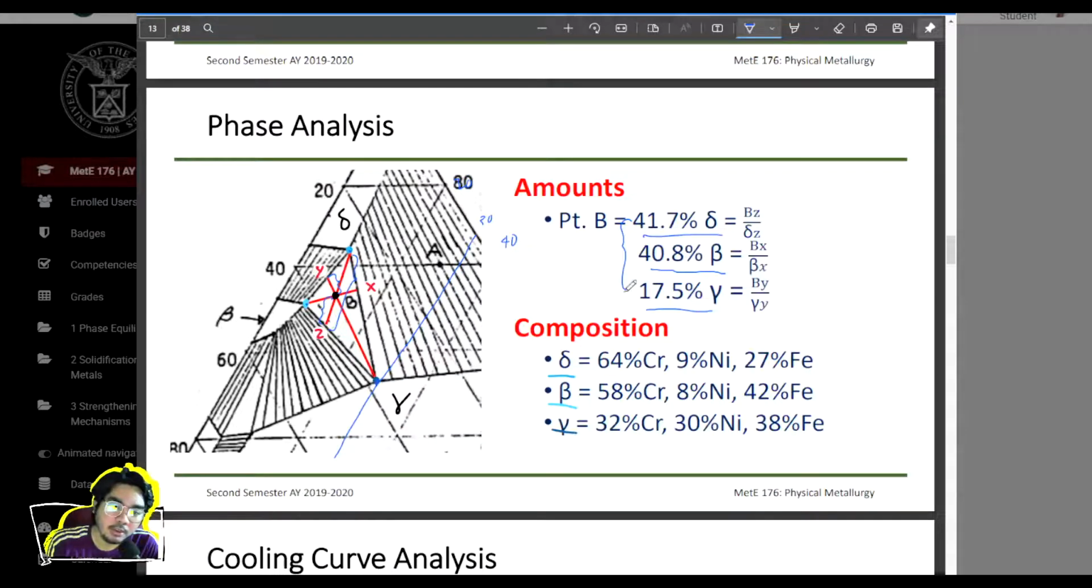Okay? So the interpretation of this is you have 18% gamma, and that 18% gamma is comprised of 32% chromium, 30% nickel, and 38% Fe. And you can do that for all of the other components.